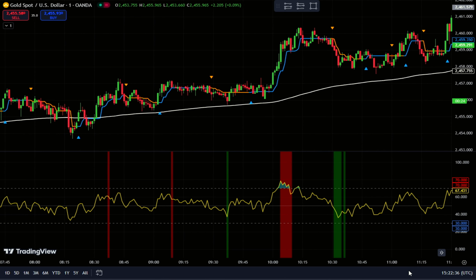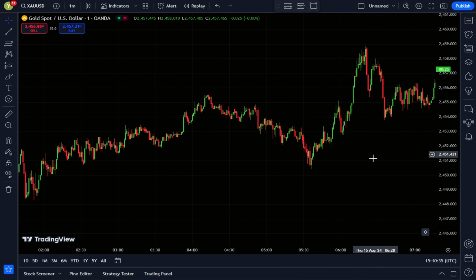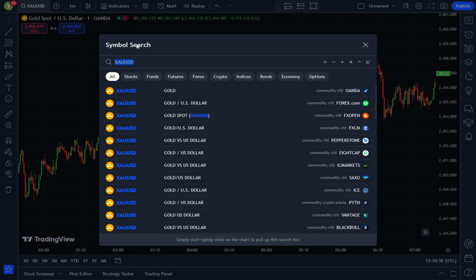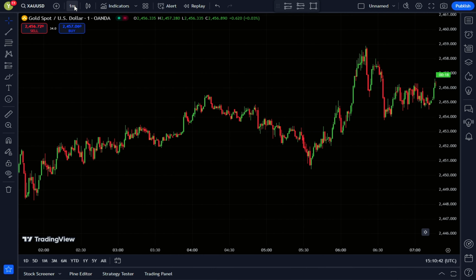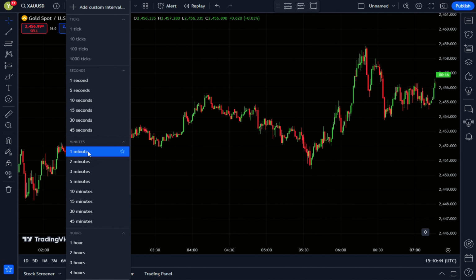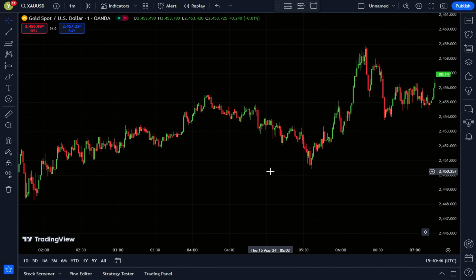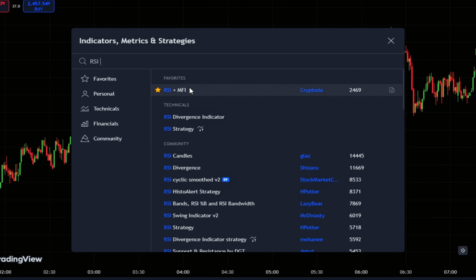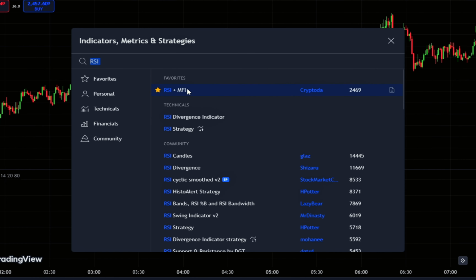Let's dive right in. First, head over to TradingView and set up your chart. Choose the gold pair, which is XAUUSD, and set your time frame to 1 minute. This is crucial, as we want to capture those quick, profitable moves in the market. Once you've set that up, go to the Indicator Search tab. In the search bar, type RSI MFI and select the RSI MFI indicator by Cryptoa.